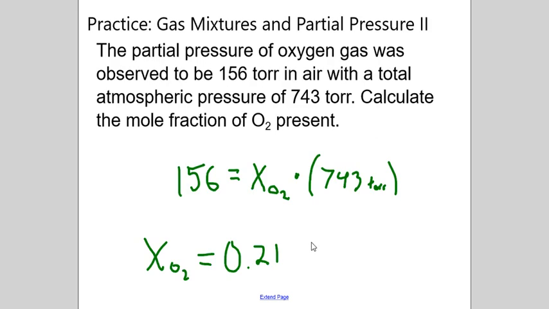Also, going back really quick, you notice that this thing is unitless because it's moles divided by moles. Just because of the nature of mole fractions, you don't put a unit.